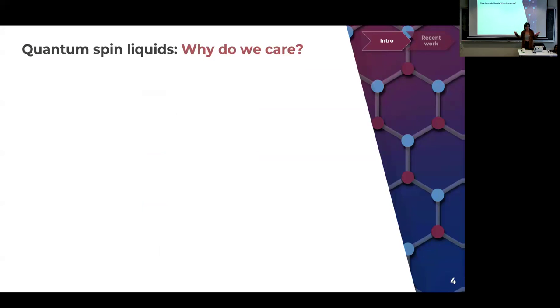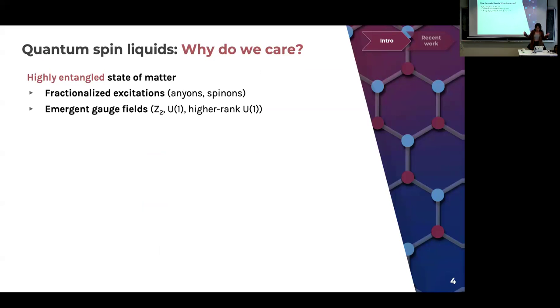We know what they are, but why do we care? Well, these are highly entangled states of matter, which has a few consequences. So first of all, these states can host fractionalized excitations, which can include anyons in 2 dimensions and spinons. And if you were in Subir's talk, you can see, oh, actually, he didn't mention Majorana fermions, but anyons have been proposed for use in topological quantum computing, which may be of interest to you guys, this audience. And there also are emergent gauge fields.